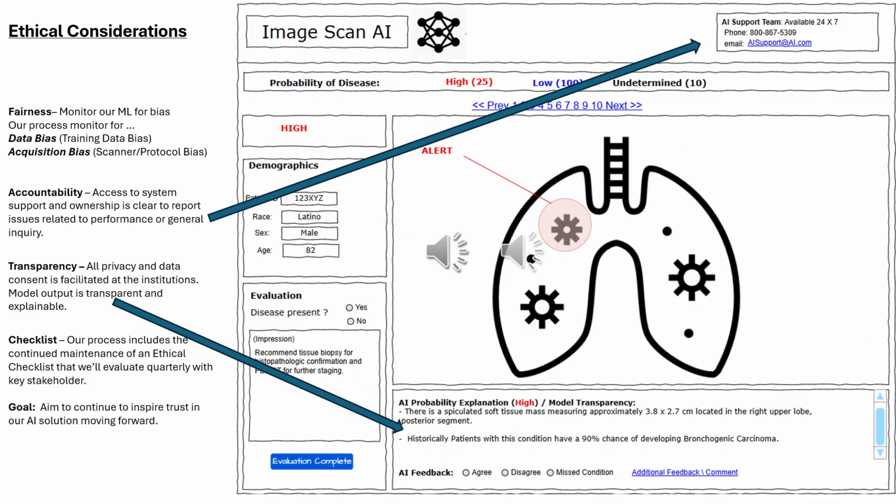Regarding accountability, access to system support and ownership is clear to report any issues related to performance or just general inquiry. Just another note on transparency, all privacy and data consent is facilitated at the institution. And again, the model output is transparent and explainable. Our governance includes the continued maintenance of an ethical checklist that we'll evaluate quarterly with key stakeholders. The goal, really our aim, is to continue to inspire trust in our AI solution moving forward.